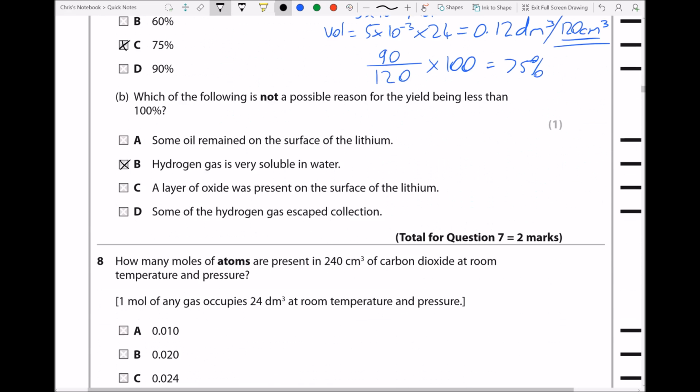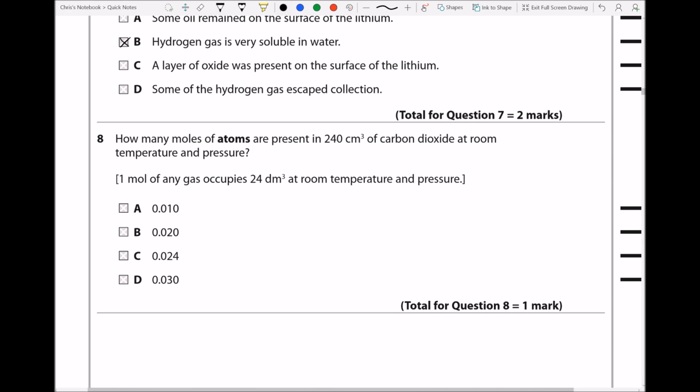Okay, right, question 8. How many moles of atoms are present in 240 centimeters cubed of carbon dioxide at room temperature and pressure? 1 mole of any gas occupies 24 decimeters cubed at room temperature and pressure. Okay, so they use that a lot, don't they? So this is relatively straightforward. The key thing here is atoms, though. Look what it says. Really focus in on that. You've got to make sure you read these things really carefully.